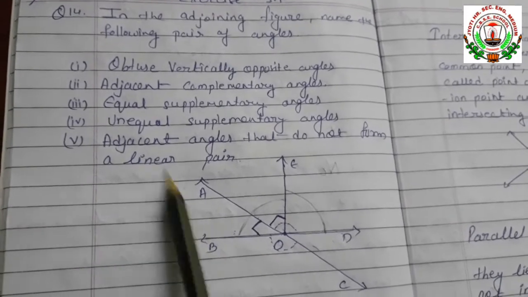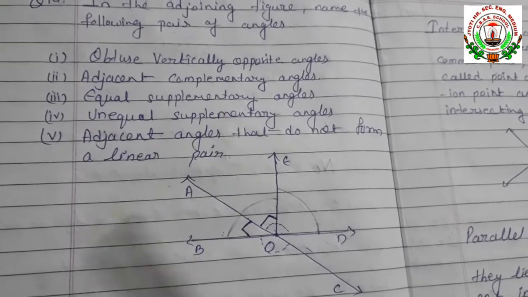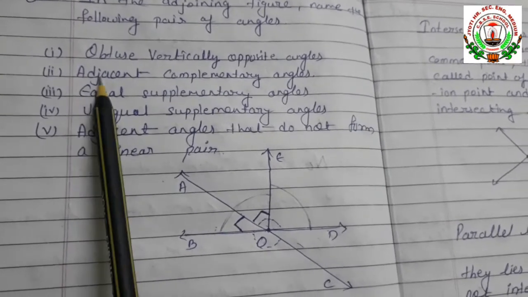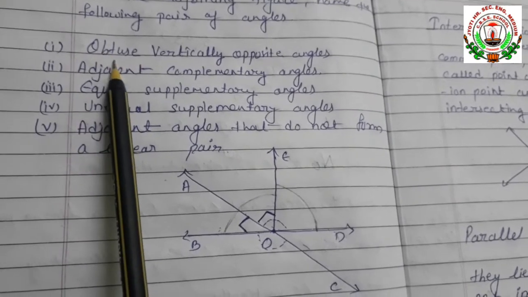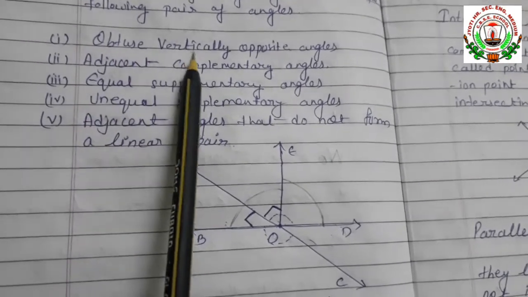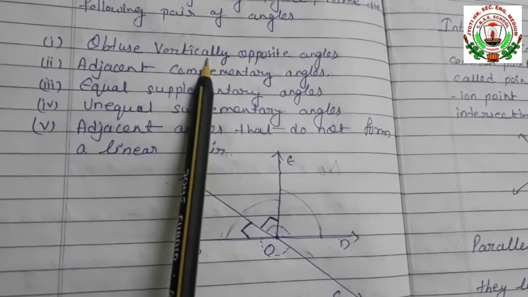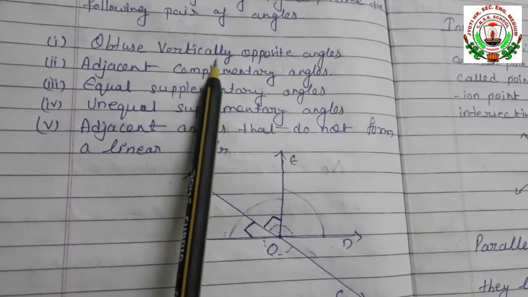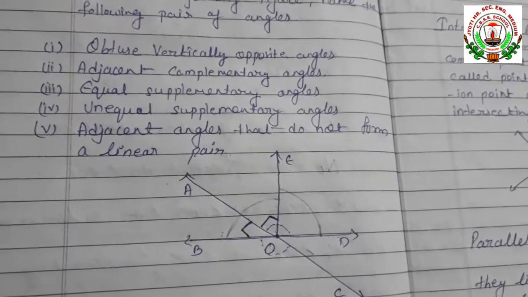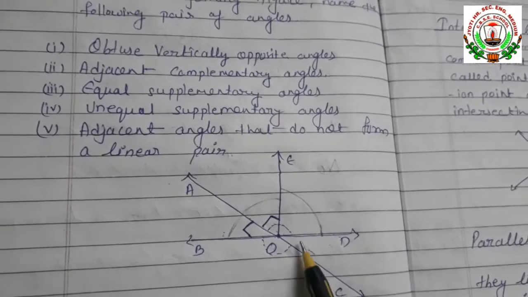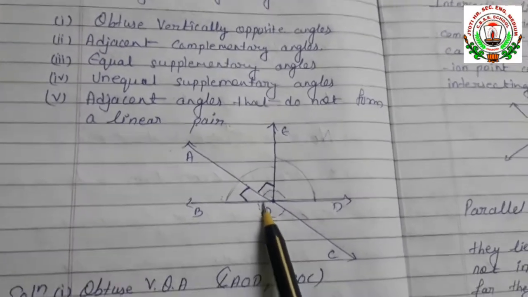So in the first part, it is asked obtuse vertically opposite angle. What do you mean by obtuse vertically opposite angle? An angle which is more than 90 degrees but less than 180 degrees is called an obtuse angle, isn't it? And what do you mean by vertically opposite angle? Vertically opposite angles are angles which are exactly opposite to each other. So by seeing the figure we have to name an angle which is obtuse vertically opposite angle, isn't it? Now look, what will be the solution.